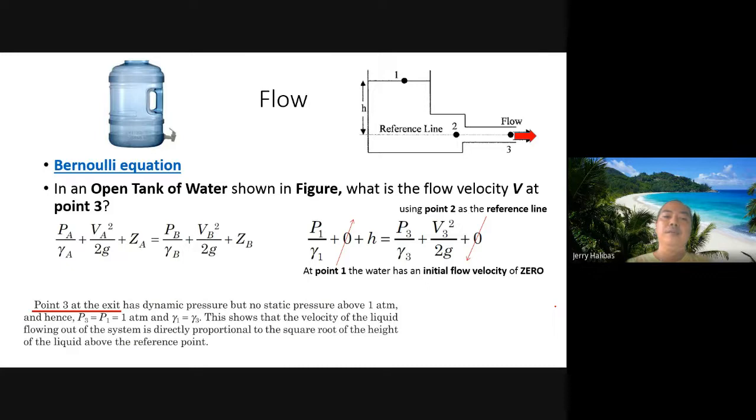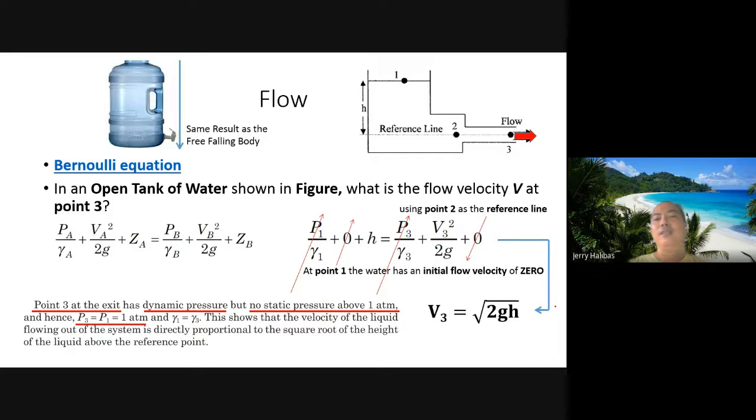Okay, so point 3 has a dynamic pressure but no static pressure above 1 atmospheric. So therefore, P3 is equal to P1. So they cancel out. So what is left? What is left, guys? Actually, this is the same as a free falling body. Do you remember the free falling body in physics? The velocity of opening the water dispenser is the same as the free falling body equation. Okay.